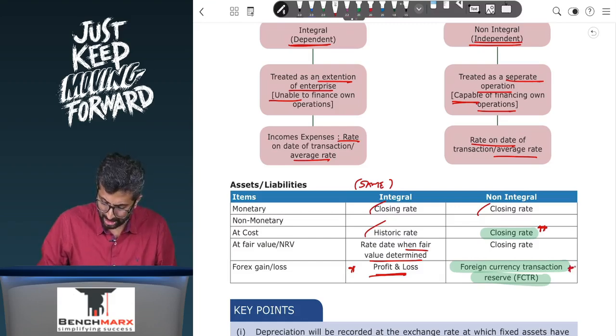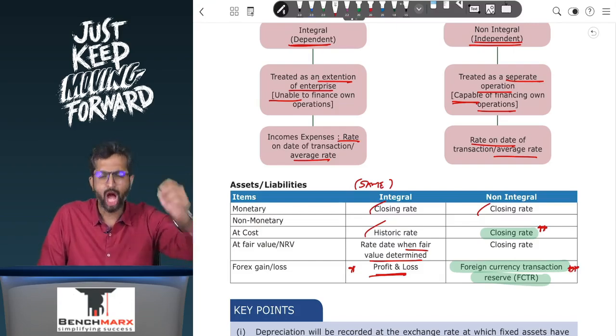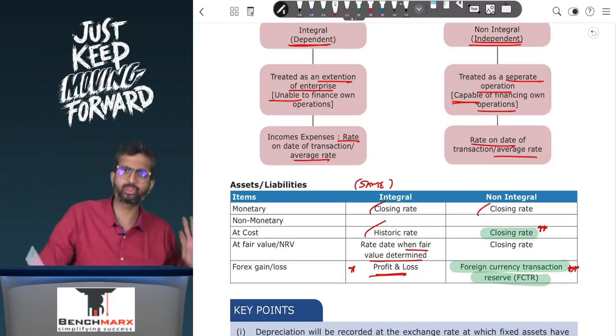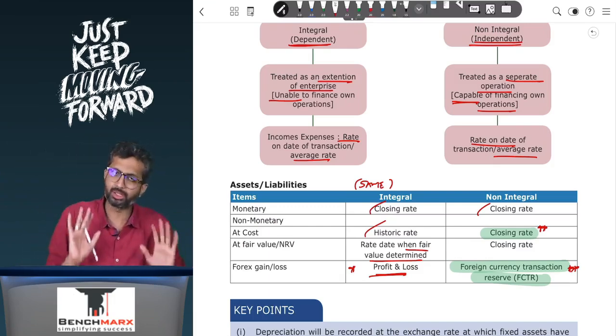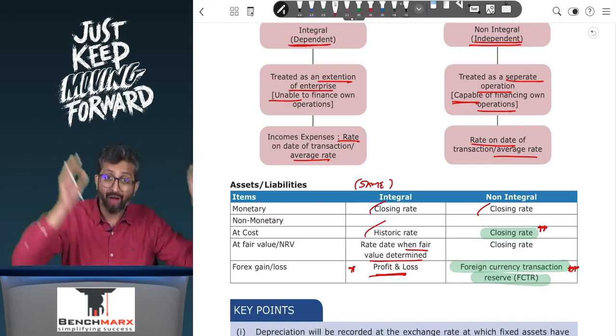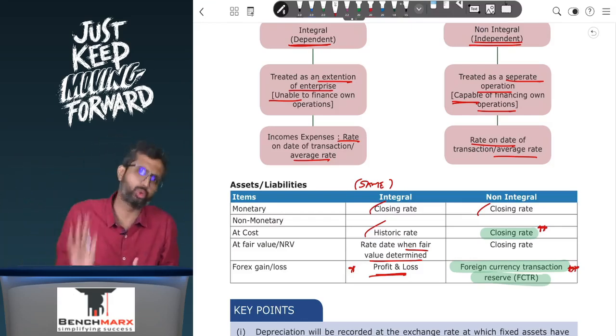One needs to remember that non-monetary items are usually converted at the historic rate only. However, in case it is a non-integral operation where you have to convert these non-monetary items, AS 11 allows you to convert them at the closing rate. Usually foreign exchange gain or loss is going to be taken to the P&L only. However, if it is a non-integral operation, then the foreign currency gain or loss will be taken to the FCTR.